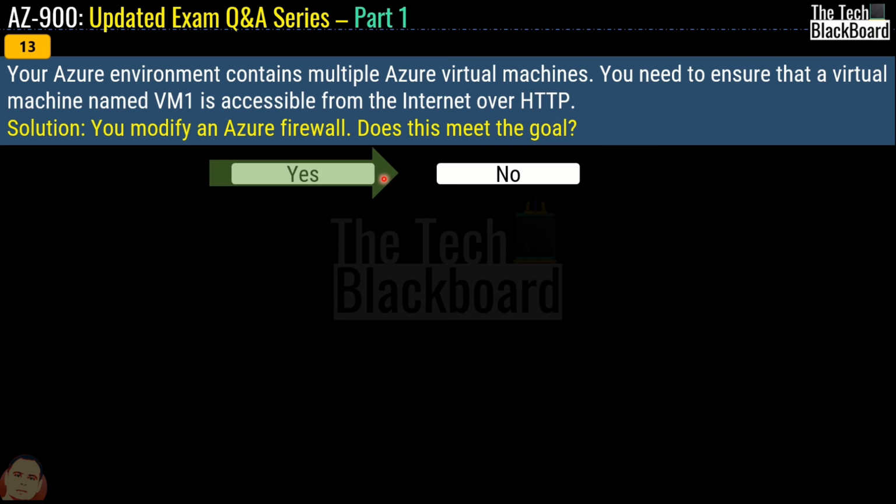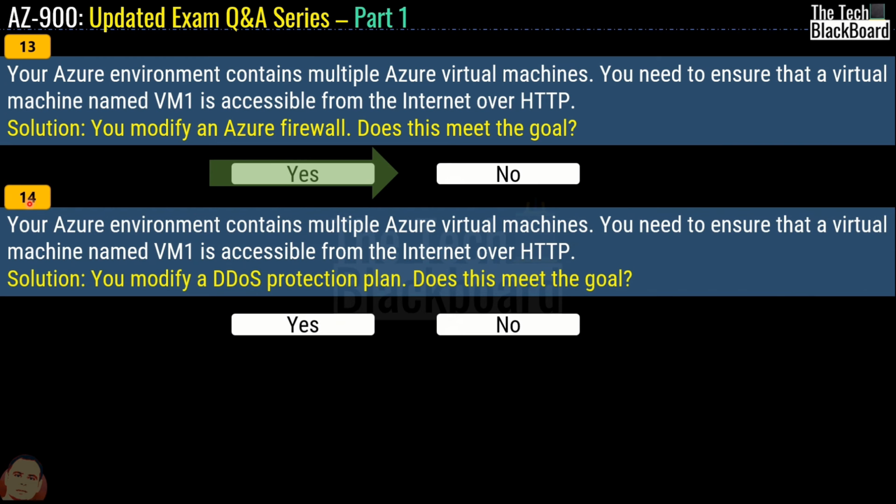Now let me give you some more variations of the same question, as Microsoft can twist the questions or change the options or the solution given in the question. So let's see another variation. Here in question number 14, the question is exactly the same. However, this time the solution is that you modify a DDoS protection plan. Does this meet the goal? The correct answer for this question obviously is no.